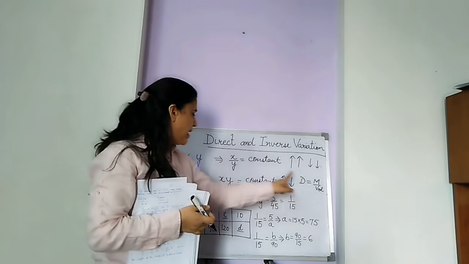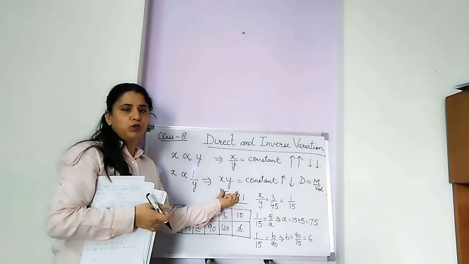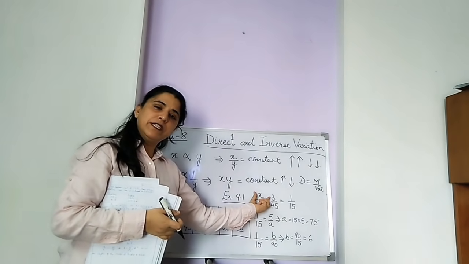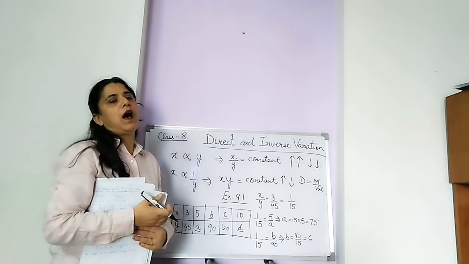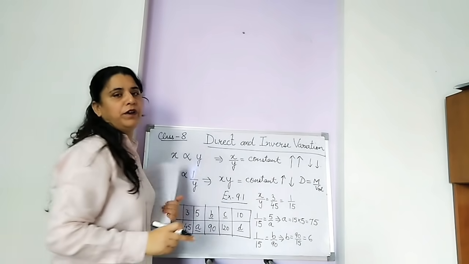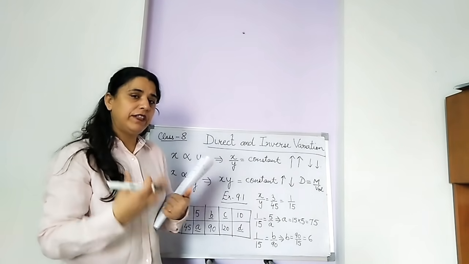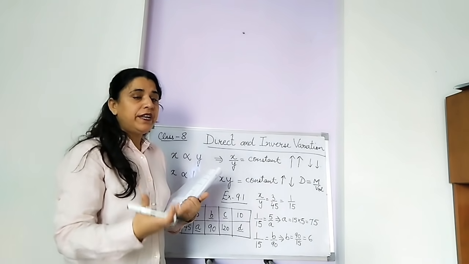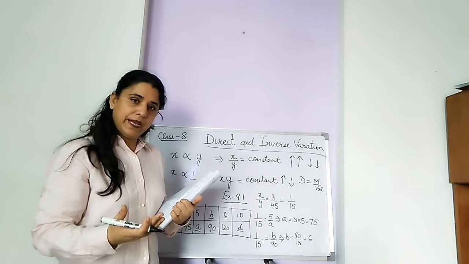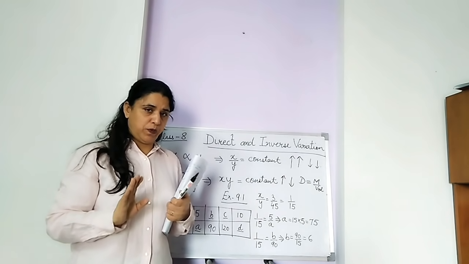So what can we say? That x into y, the product of the two quantities, will always be a constant if they vary inversely, and the quotient of the two quantities will always be constant when the quantities vary directly. I hope you have understood the meaning of direct variation and inverse variation.